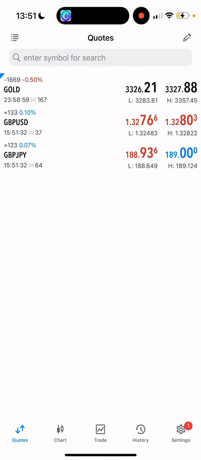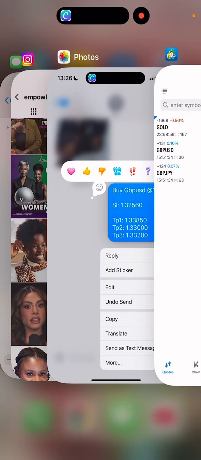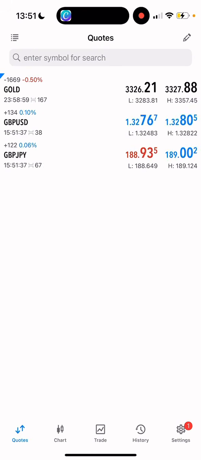Now, for the sake of this example, what was the signal we were given? The signal we were given was GBP USD. So I'm going to tap on GBP USD. I'm going to tap on trade, right?